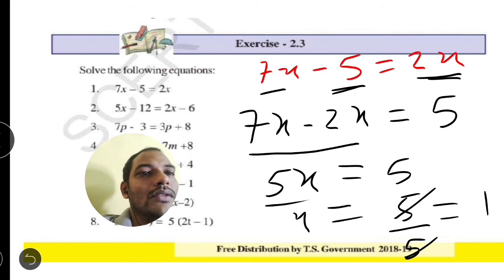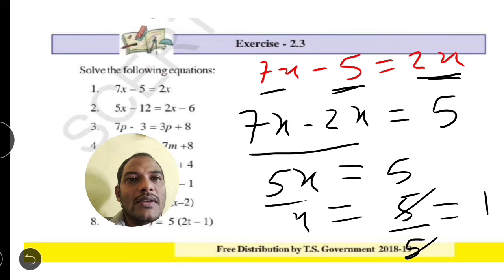So this is the process. Write the variables on the left side and constants on the right side. Next, simplify, and then automatically we will get the variable answer.